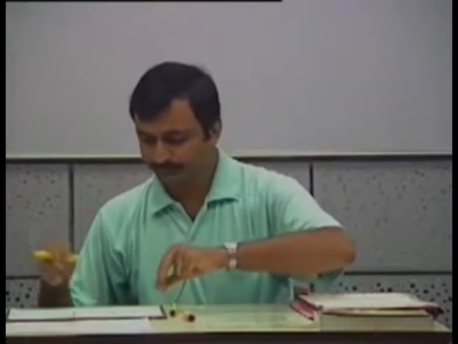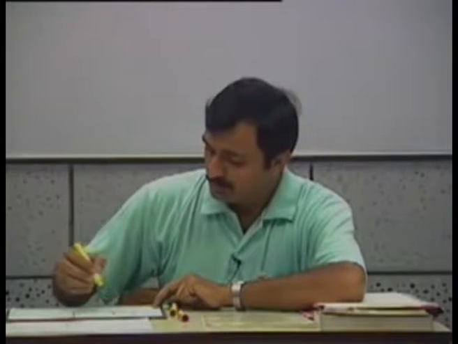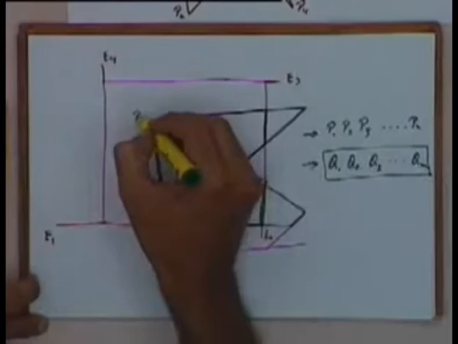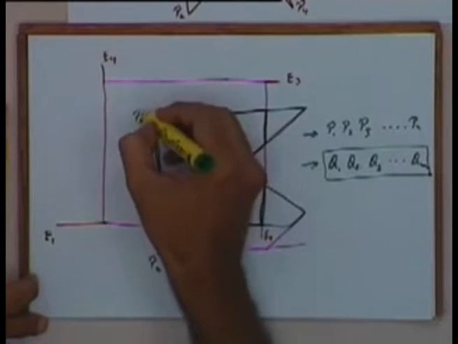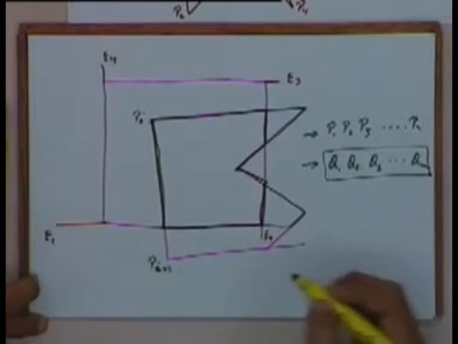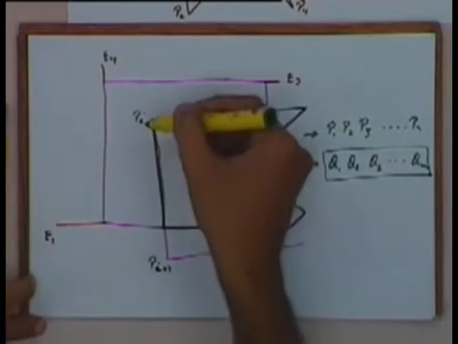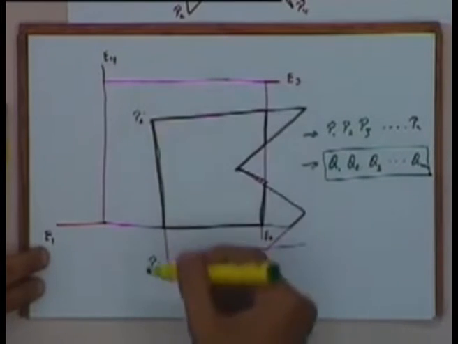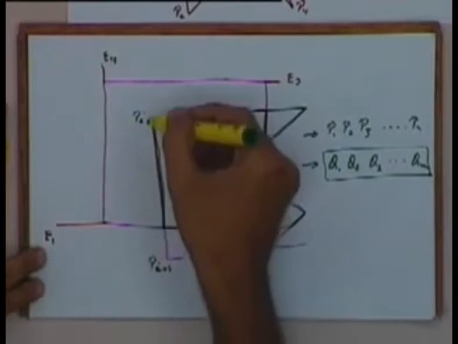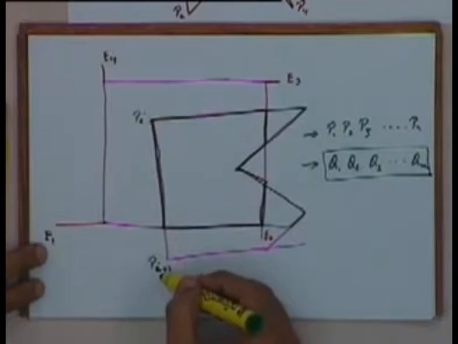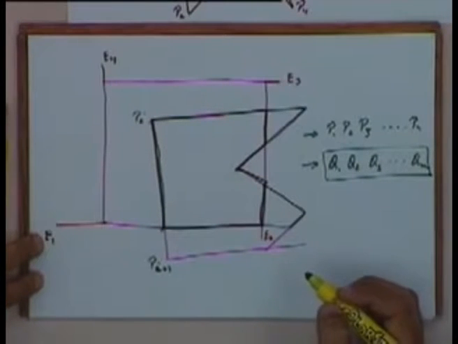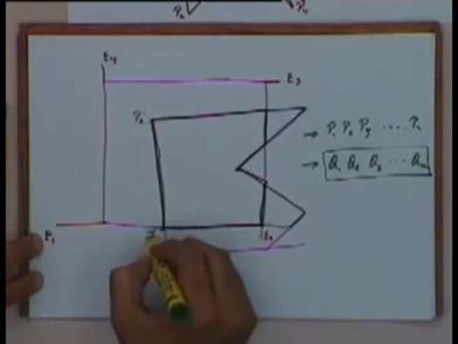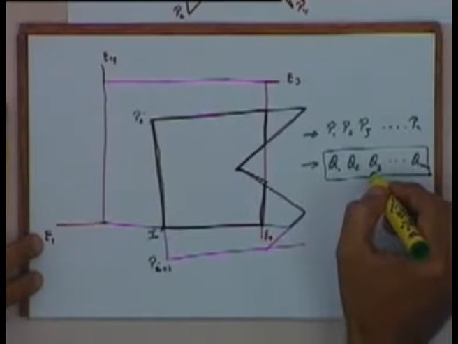The way we would do it is, if we have any pair of points, let's say Pi and Pi plus 1, where one point is inside the clipping region and the other point is outside, then the intersection of the line Pi Pi plus 1 with respect to the clipping edge has to be included in the output list. So this point, which is the intersection I, will be included in the output list.